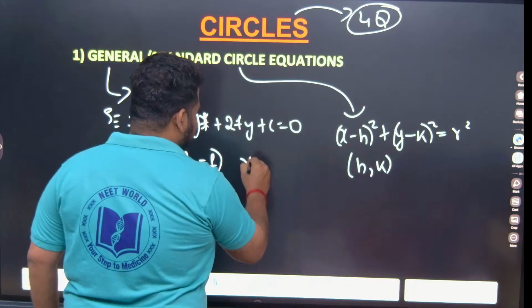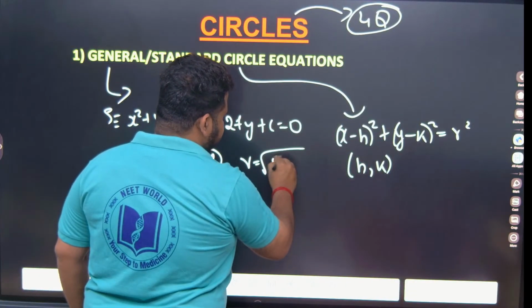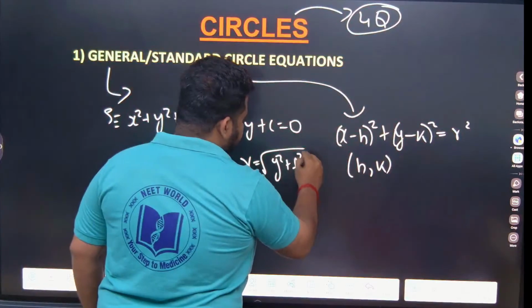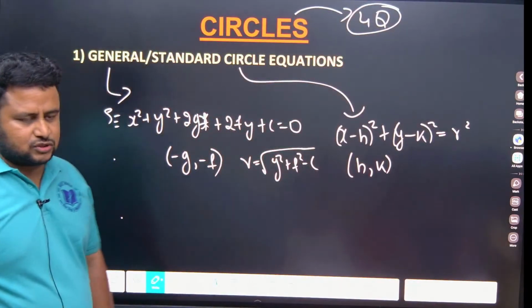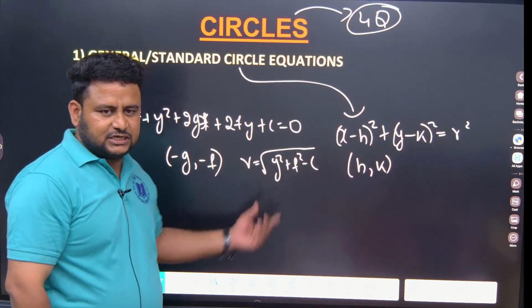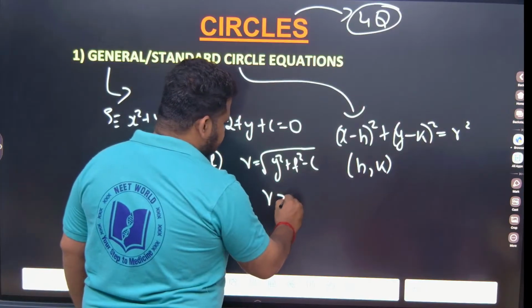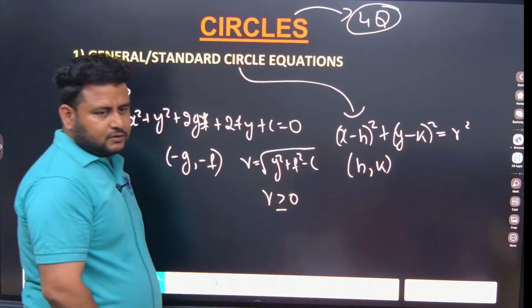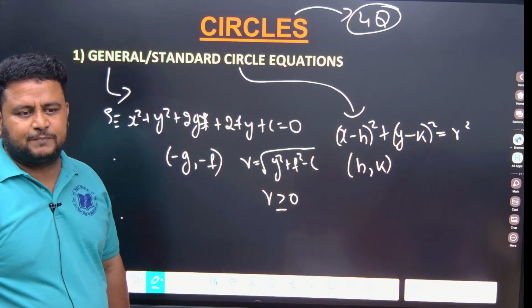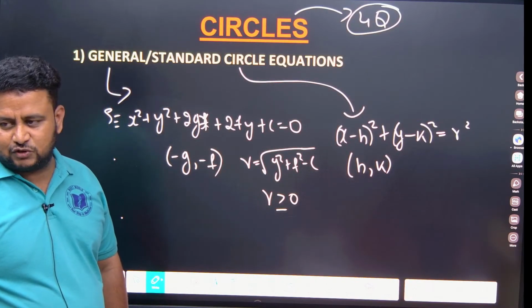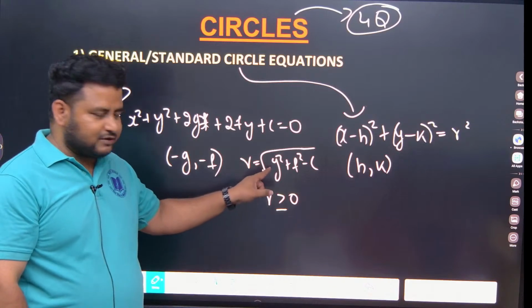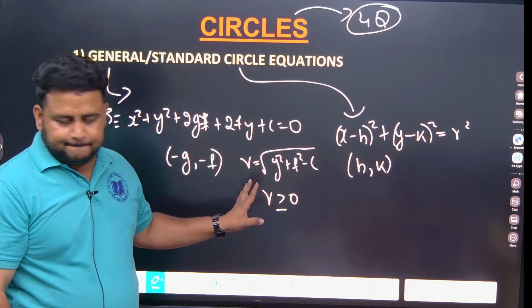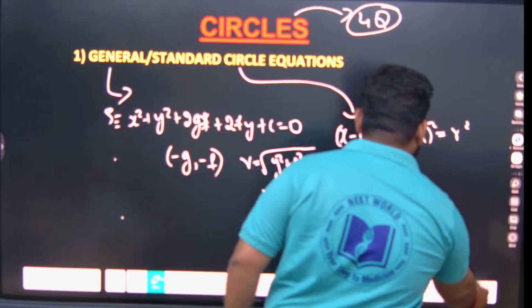Here radius will be what? Square root of g square plus f square minus c. Since it is under a square root, the radius should be positive or it can be equal to 0. When it is equal to 0, that circle is called a point circle. This value cannot be negative. Clear? So these are the basics when it comes to circle.